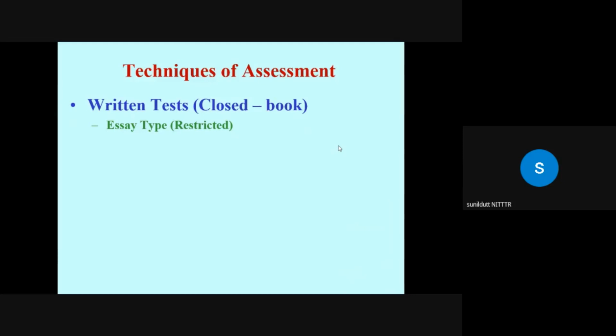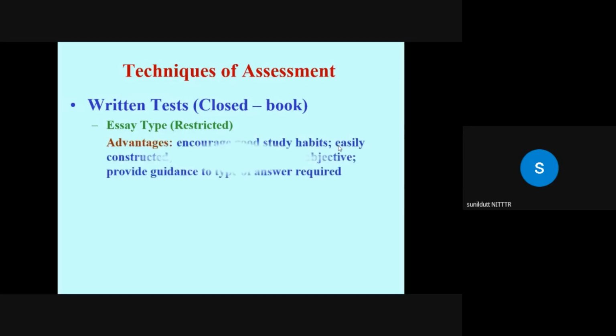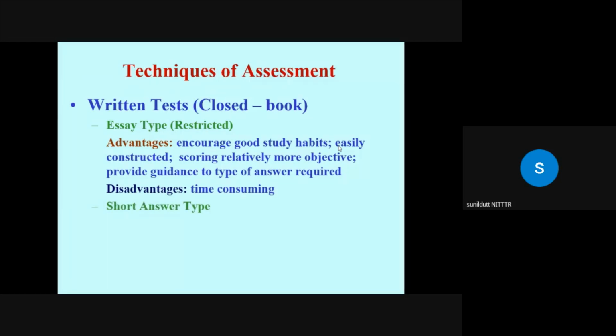So students are communicated through the item about the specific context in which the student must answer the question. So such questions provide definiteness to the students. So जैसे मैंने बोला, describe each of 3 Newton's laws of motion with one example. Advantages हैं, these encourage good study habit, easily constructed, scoring relatively more objective, provide guidance, and disadvantage is only time consuming.